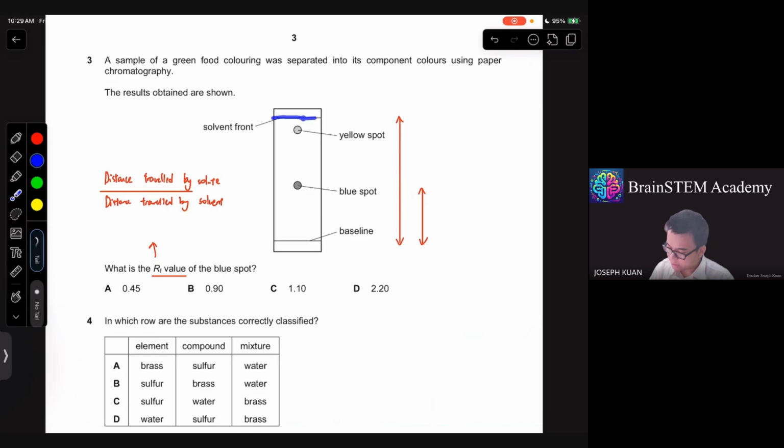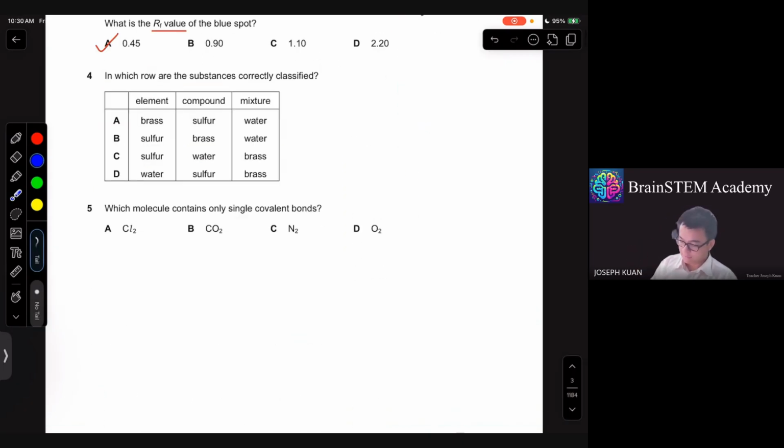You can think of it as like a racing track, where the baseline is like the starting line, and the solvent front is like the finishing line. The blue spot is like how much, or should I say, what percentage of the race has been completed. So in that sense, it's completed roughly 45%, which is equivalent to 0.45. So you don't actually have to measure this; you can just make a rough guess if you don't have time for that. Now, question 4.